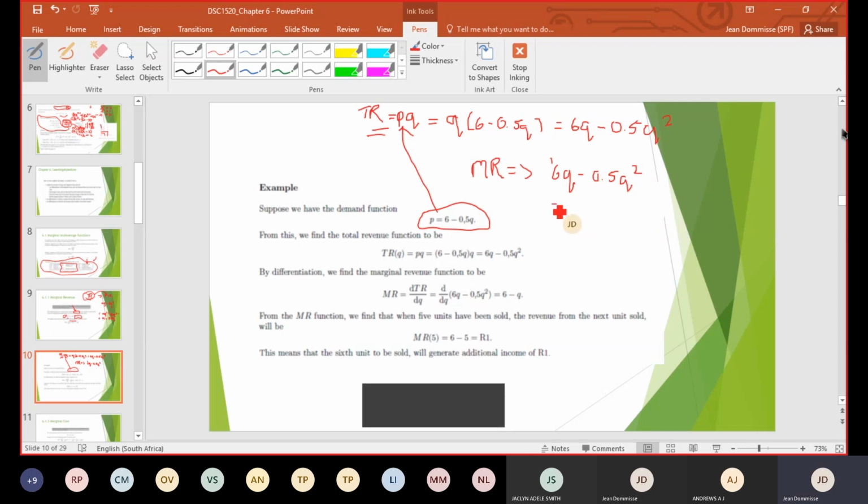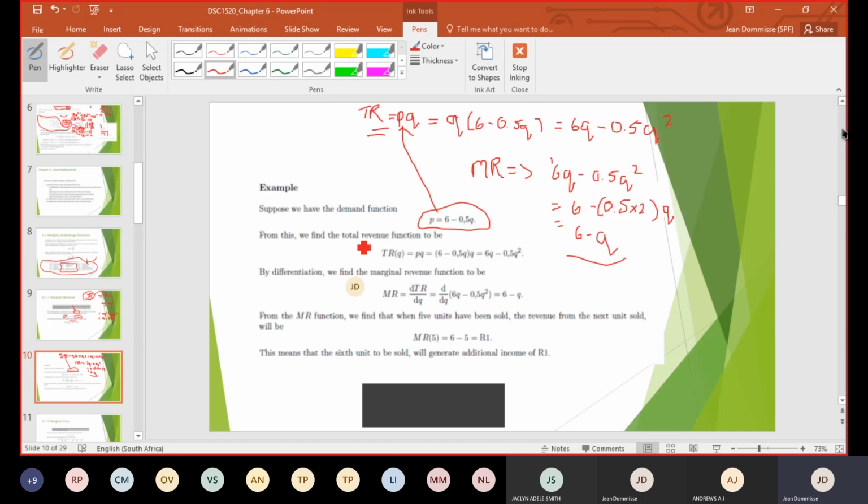Okay, so basically if I differentiate that, it will give me 6. If I differentiate this, 0.5 times 2 times Q. So that will give me 6 minus 0.5 times 2 gives me 1. So we've got 6 minus Q. Okay, so that is our marginal revenue curve.